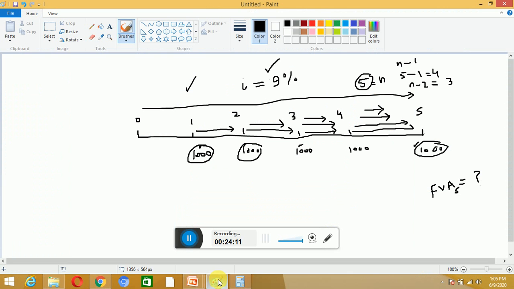Why? This is the second last year. See this money, on this money you will receive interest only for 1 year. So it will be n minus 4 at the end of the 4th year. So it will be 5 minus 4, which is equal to 1. And for the last year you will receive interest 0 times, means it will be n minus n.